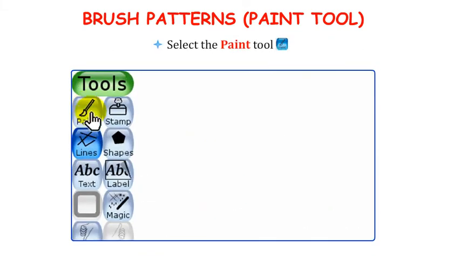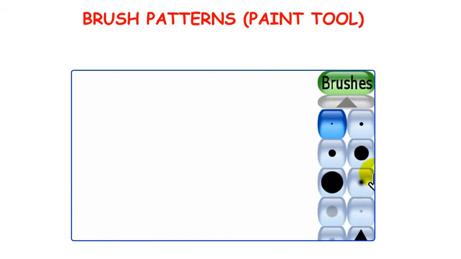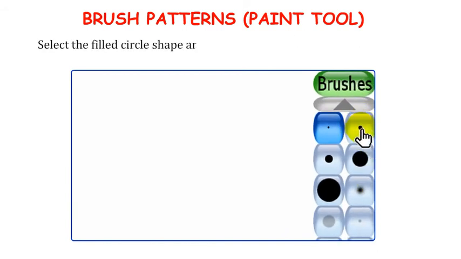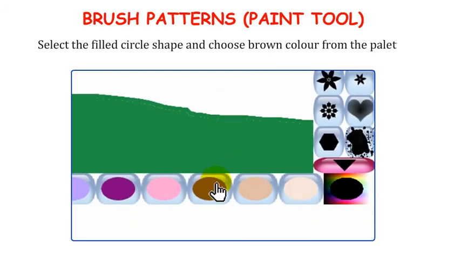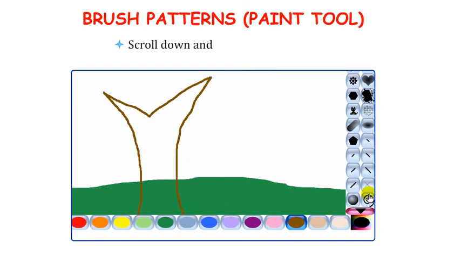Select the Paint tool. Now you will see the brushes SUB-TOOLBOX on the right-hand side. Select the filled circle shape and choose brown color from the palette. Draw the stem of a tree. Scroll down and select the vine shape.